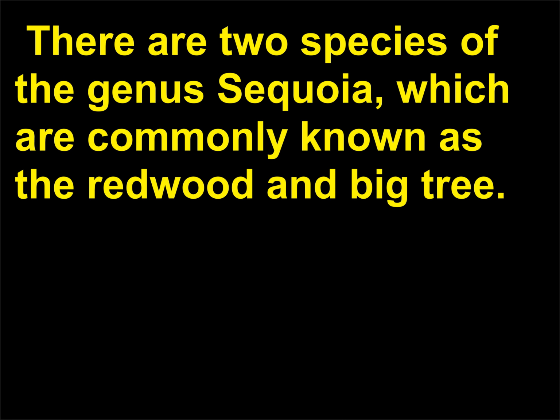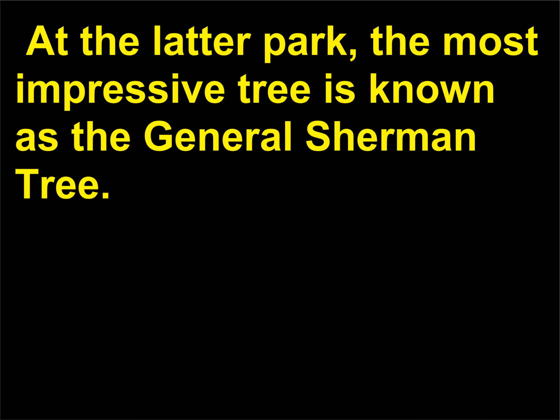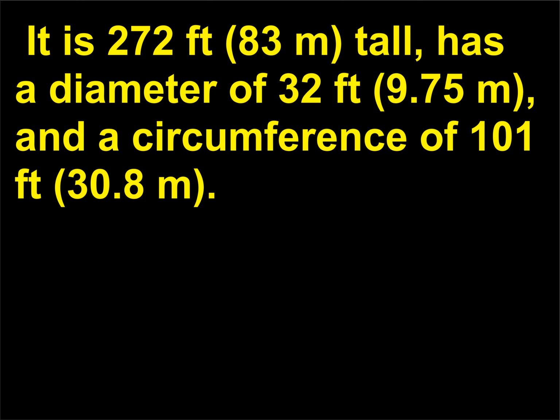There are two species of the genus Sequoia, which are commonly known as the redwood and big tree. Both can be seen in either Redwood National Park or Sequoia National Park. At the latter park, the most impressive tree is known as the General Sherman Tree. It is 272 feet (83 meters) tall, has a diameter of 32 feet (9.75 meters), and a circumference of 101 feet (30.8 meters).